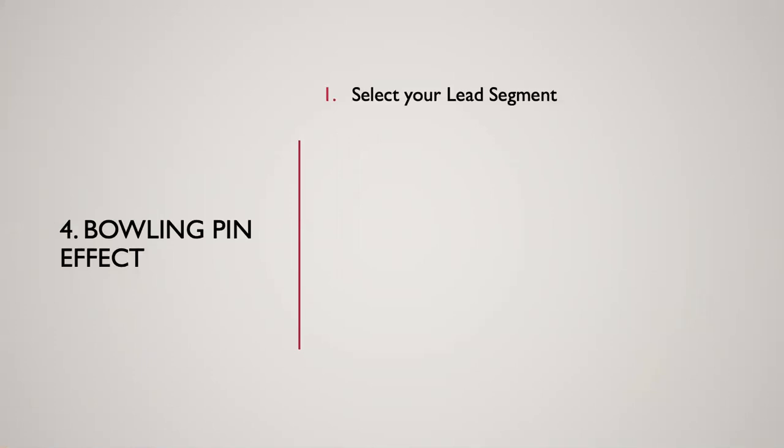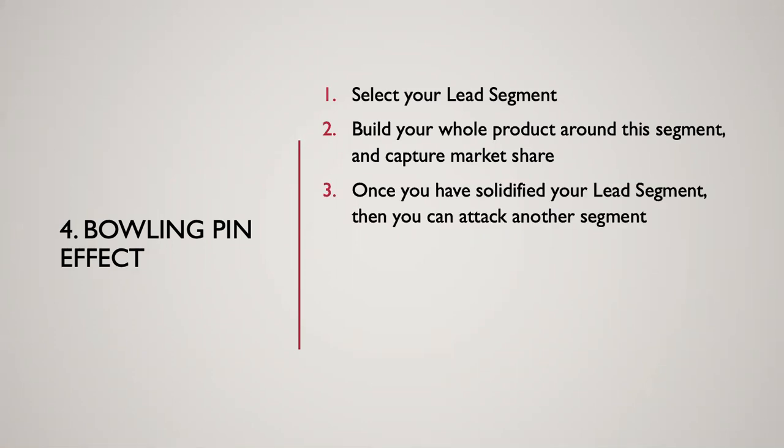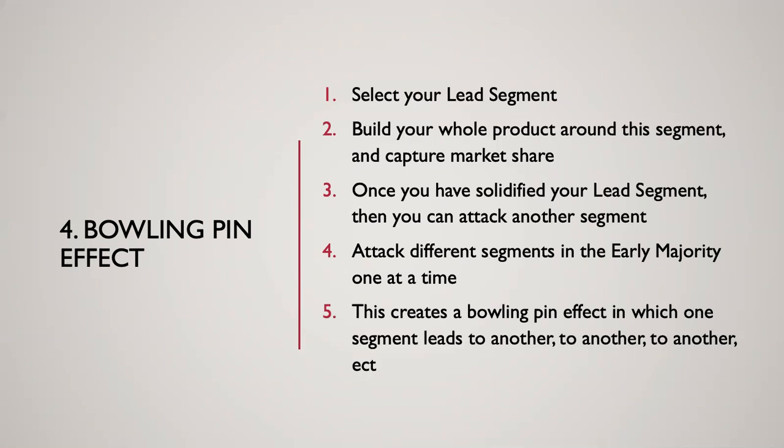You select your lead segment, you build your whole product around this segment and capture market share. Once you have solidified this lead segment, then you can attack another segment, attack different segments in the early majority, one at a time. Just like you're going out bowling, this creates a bowling pin effect, in which one segment leads to another, leads to another. You knock one pin down, that pin knocks another pin down, knocks another pin down. Okay? This is how you capture the early majority.